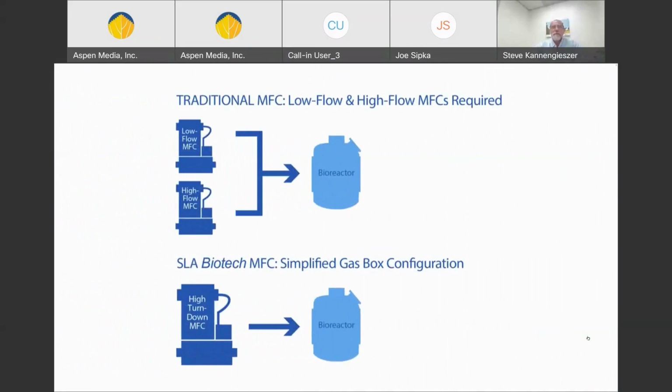So in conclusion, a manifold with 2 MFCs and 2 shutoff valves, like the one shown here, can be replaced by a single biotech MFC, which saves space, complexity, cost, and validation time.